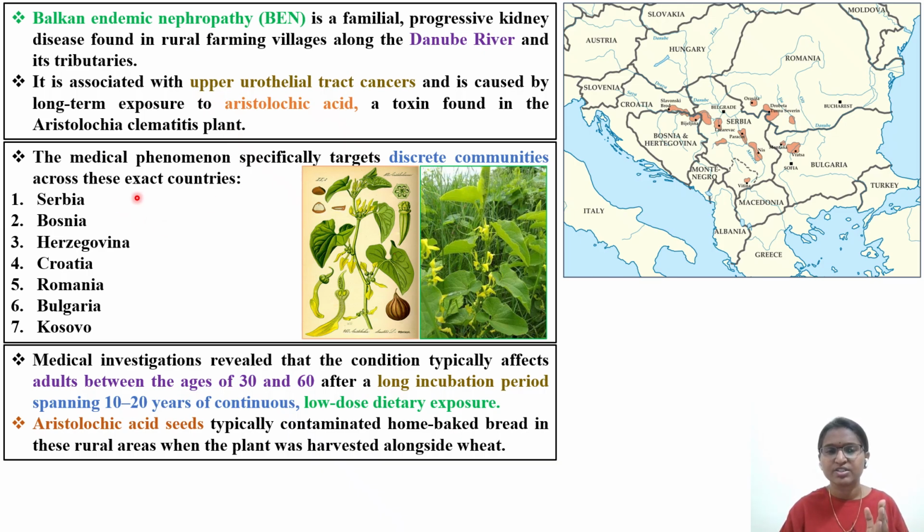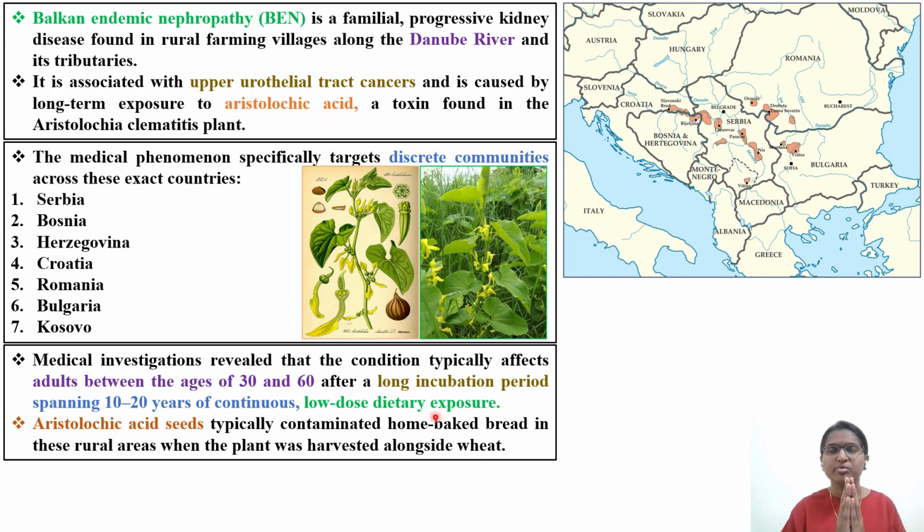So these are the different regions. This medical phenomenon specifically targets discrete communities across the countries: Serbia, Bosnia, Croatia, Romania, Bulgaria, Kosovo. These are the regions. This is the river. Okay. Medical investigation revealed that the condition typically affects adults between the age of 30 to 60. So mostly this particular endemic disease was seen in adults 30 to 60 years, with a long incubation period spanning 10 to 20 years of continuous low dose dietary exposure.